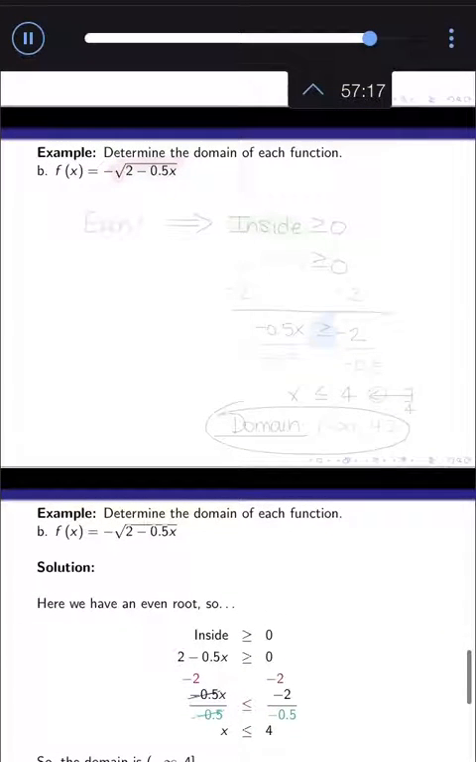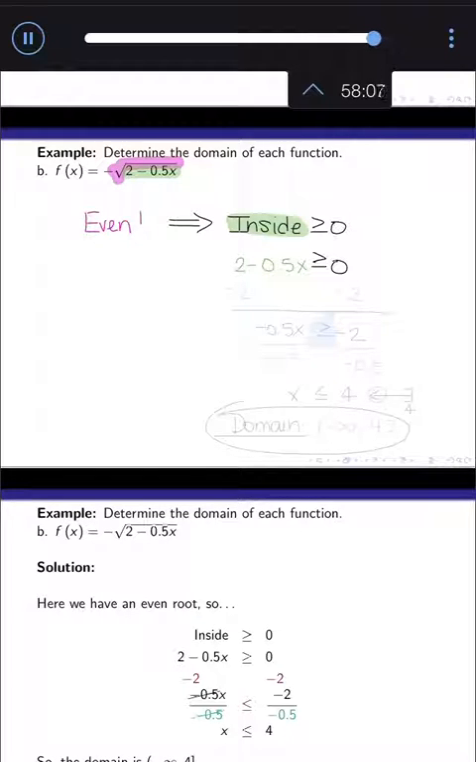Let's look at B. Again, we run into the same kind of issue. What type of root are we looking at? Well, it's a square root, meaning it's an even root. With an even root, we are worried that the inside, whatever it may be, needs to not be negative, meaning it needs to be greater than or equal to 0. In this particular one, what's inside of the root is 2 minus 0.5x. So we want that 2 minus 0.5x to be greater than or equal to 0.